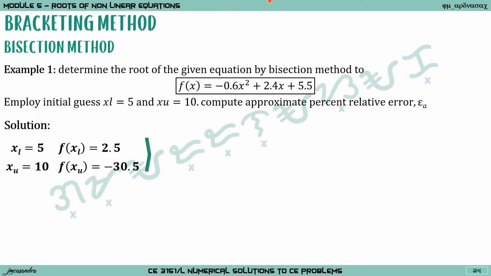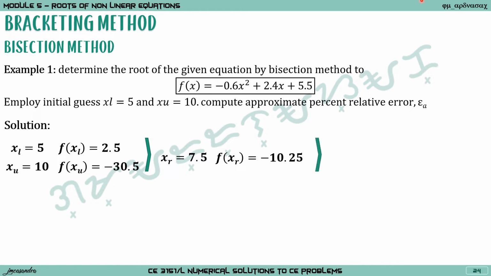So next step is to compute now for the average or the midpoint of our lower and upper limit. It's 5 plus 10 divided by 2 will give us x sub r, or the approximate root, x sub r is equal to 7.5. We now compute for the function of x sub r. Substitute 7.5 in this equation, and we arrive at negative 10.5.